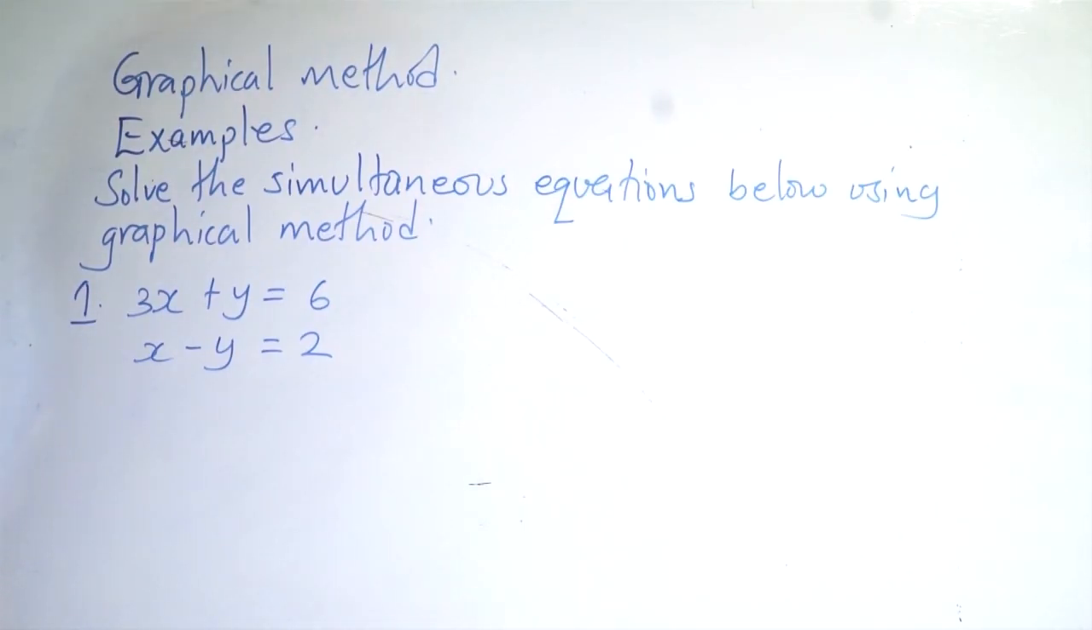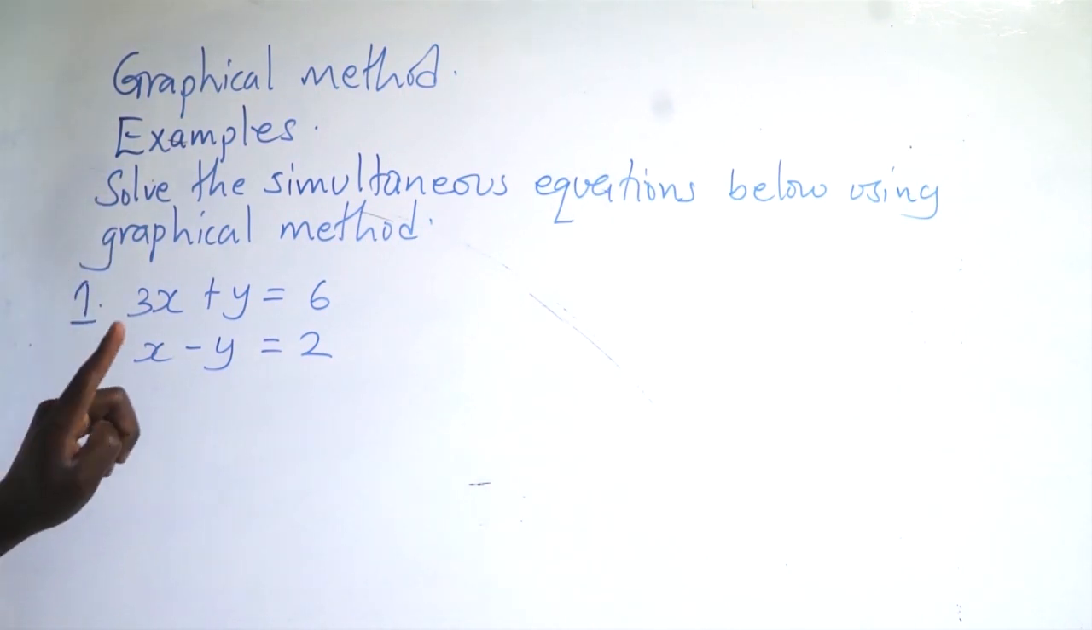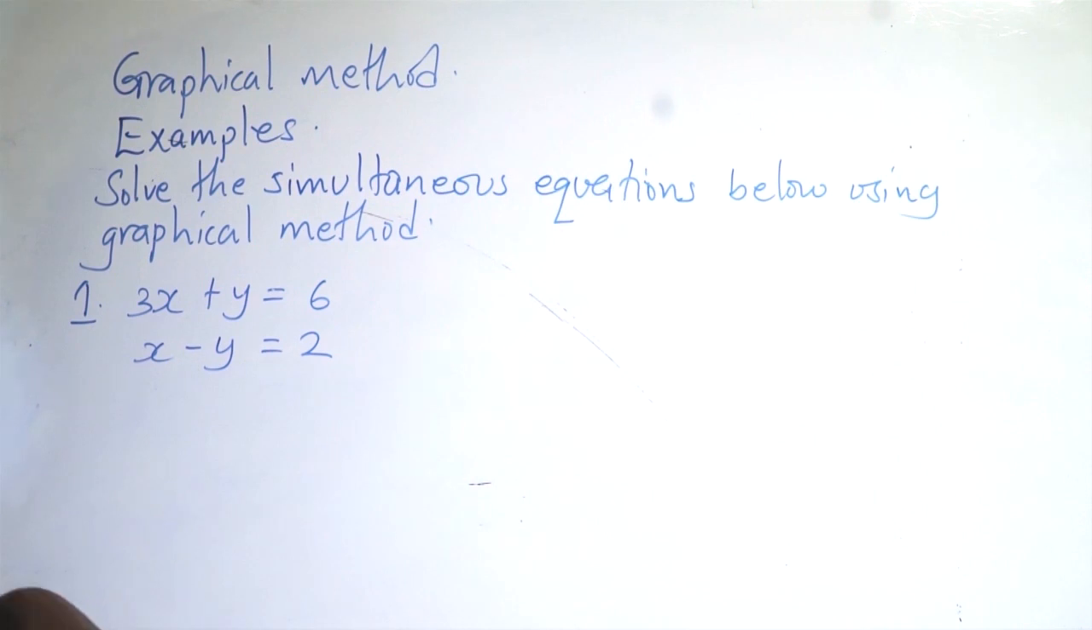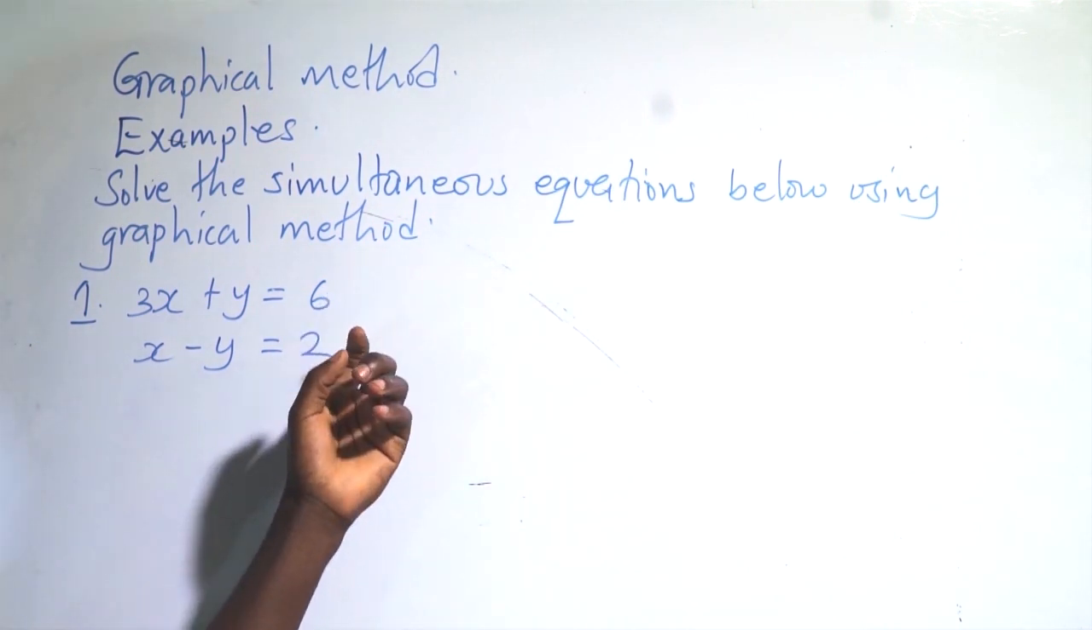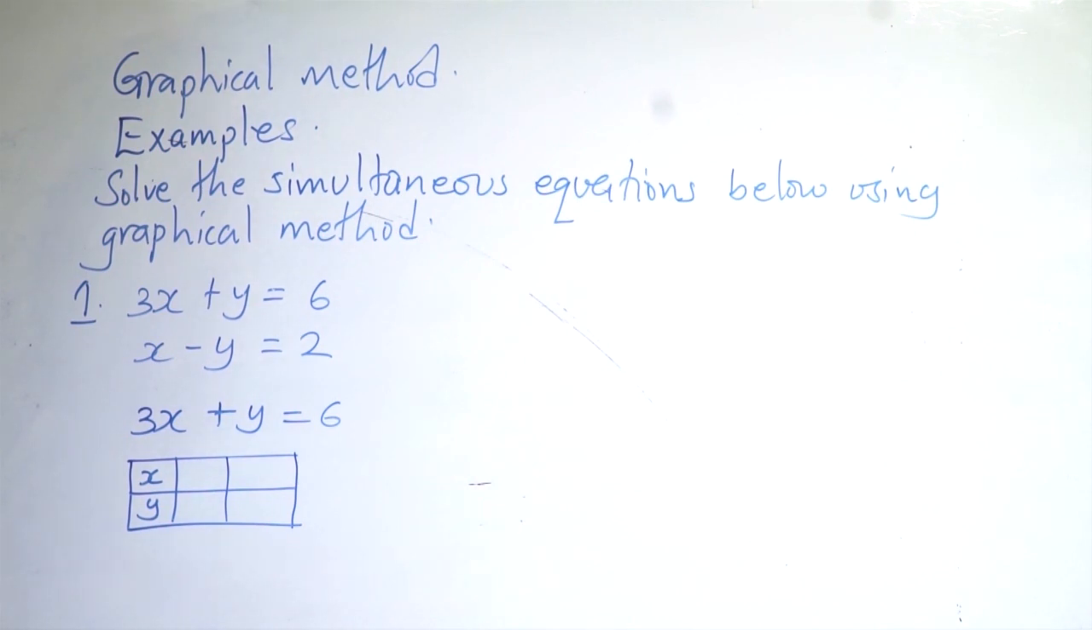So our example 1: solve the following simultaneous equations using the graphical method. 3x plus y is equivalent to 6, then x minus y is equivalent to 2. I've said we should be able to generate 2 points from the given lines. Here in the Cartesian plane, we'll call them lines. So I draw my table where I'm going to put the points that I've generated.